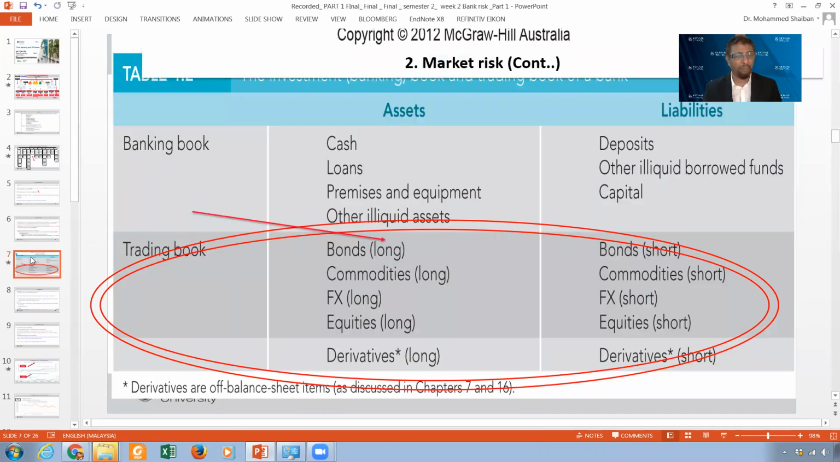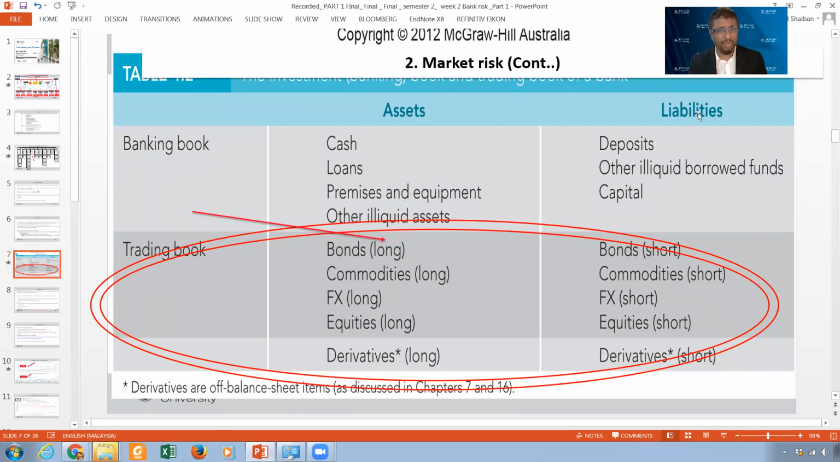Now, let me go to the balance sheet. Look at the balance sheet here, with the assets and liabilities, like any normal balance sheet. But the difference here is that we see something called the banking book and the trading book. Now, in the banking book, on the asset side, we have cash, loans, premises, and equipment. These are the fixed assets. And we receive the money from deposits, other liquid funds, and we have capital. This is actually the banking book.